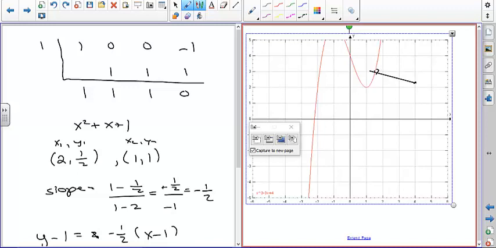If I took another point out here and I drew a line from that point, the point where that line is perpendicular to the red curve gives you the minimum distance between the two things.